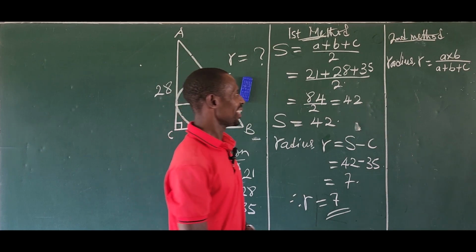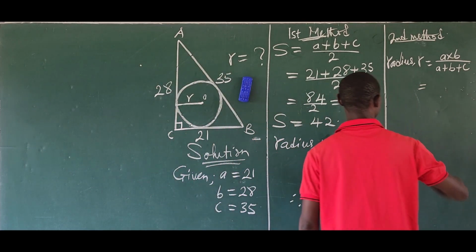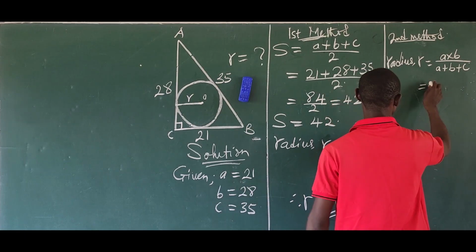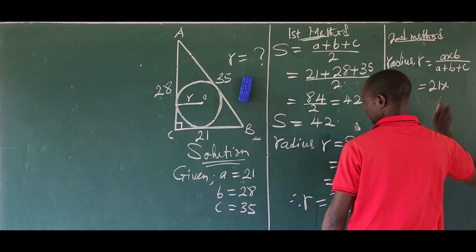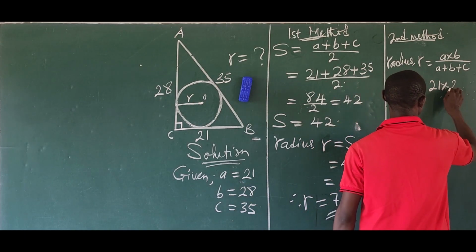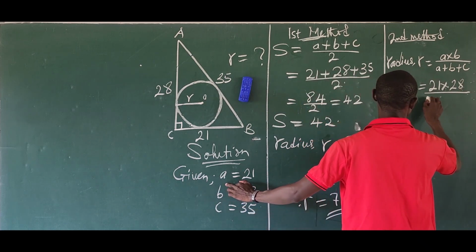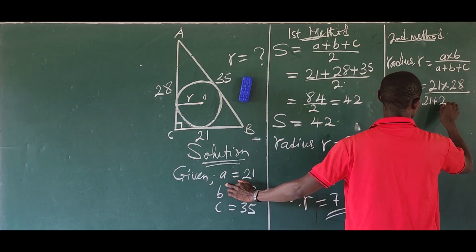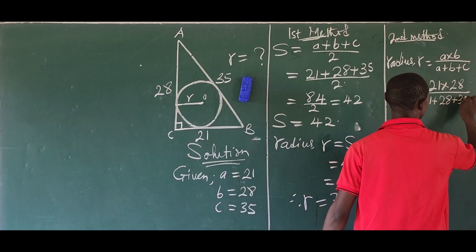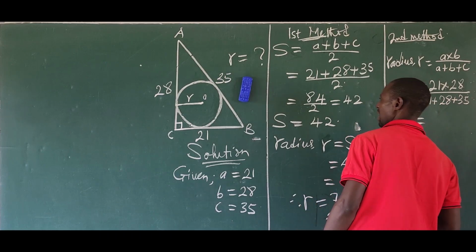Okay, so let's go ahead and multiply. What is our a first? Our a is 21, times what is our b? Our b is 28, all over a plus b plus c, which is 21 plus 28 plus 35.